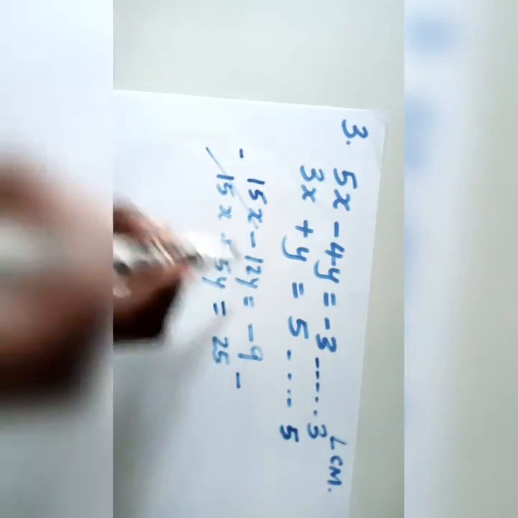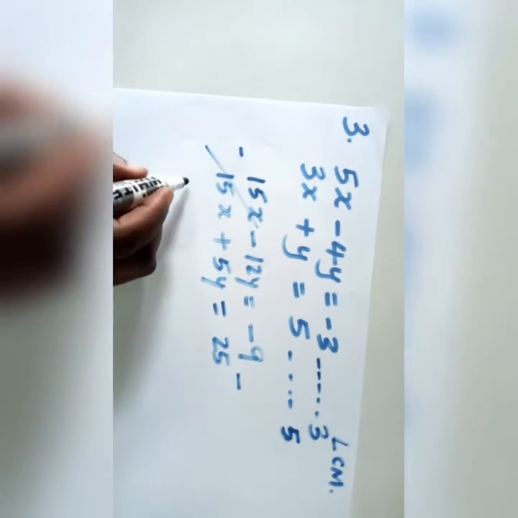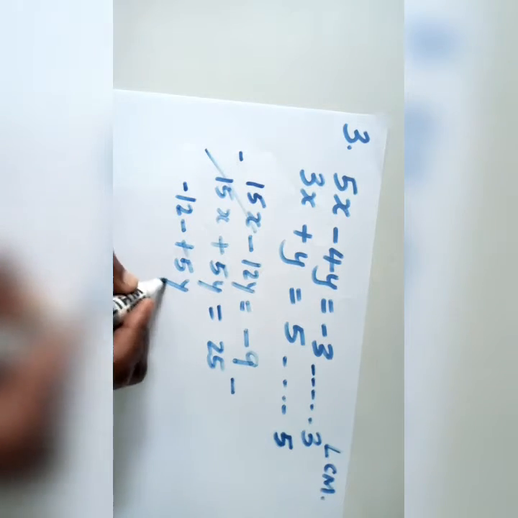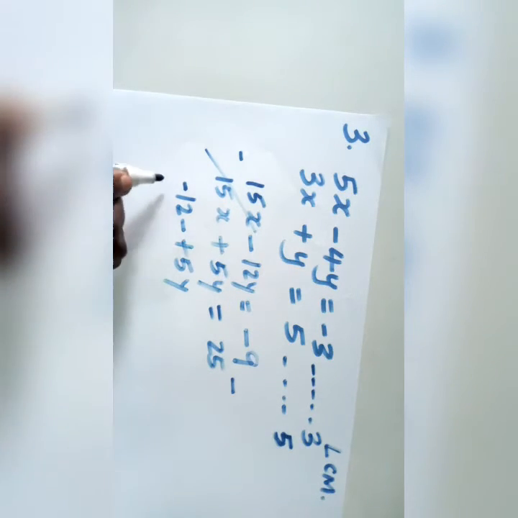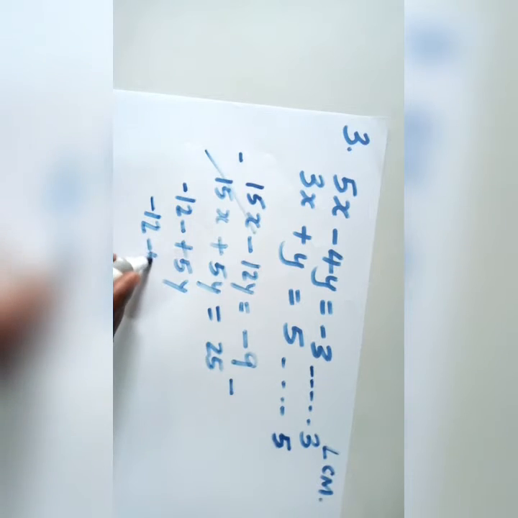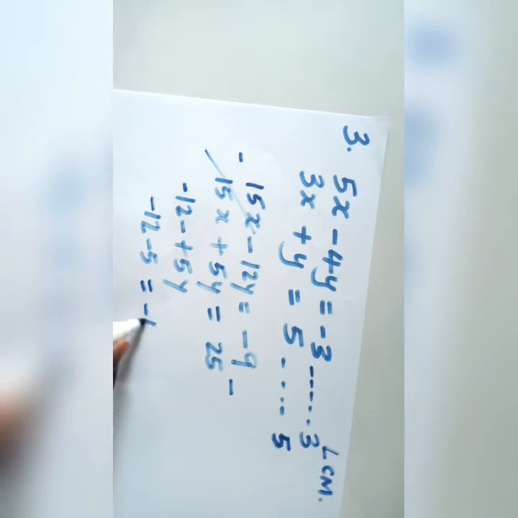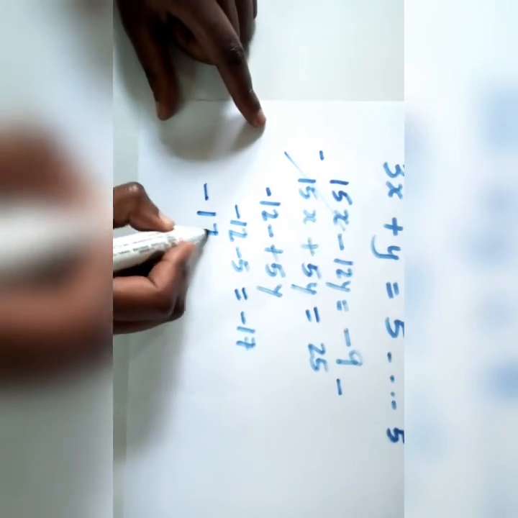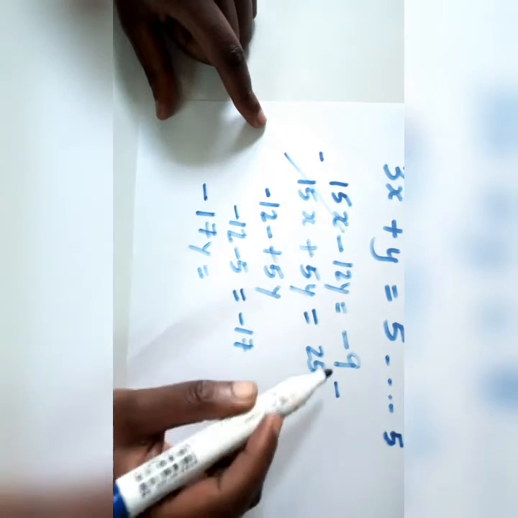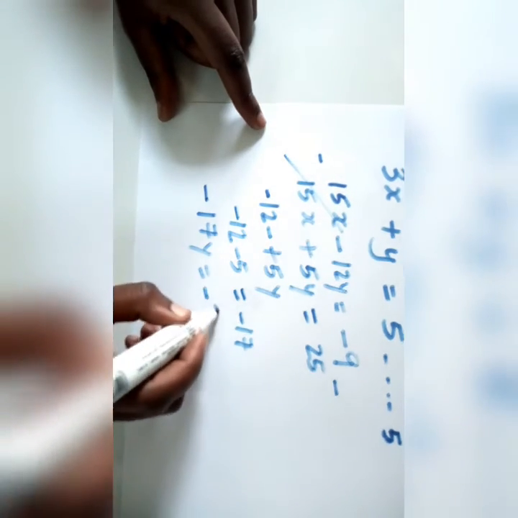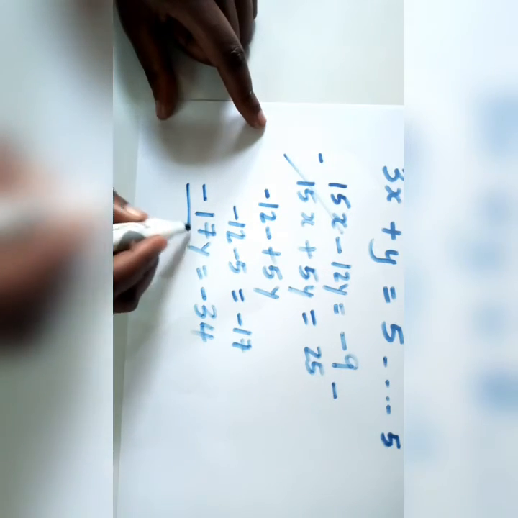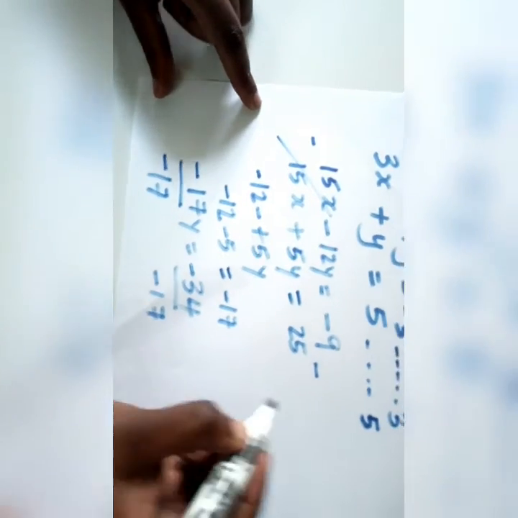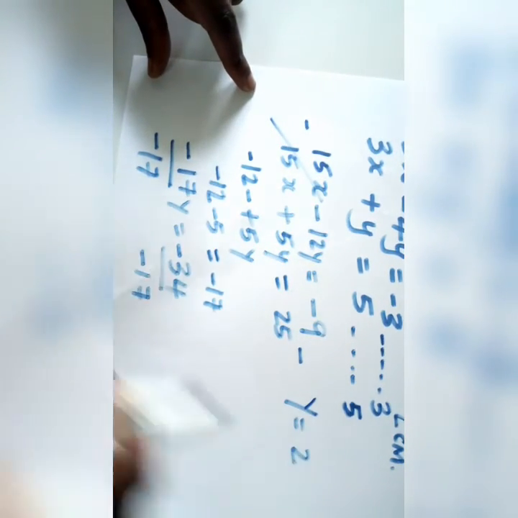Now we are remaining with minus 12y minus plus 5y. This one will give us minus 12 minus 5, that is minus 17. So we have minus 17y equals minus 9 minus 25, that will give us minus 34. So we divide on both sides by minus 17, and y equals 2.